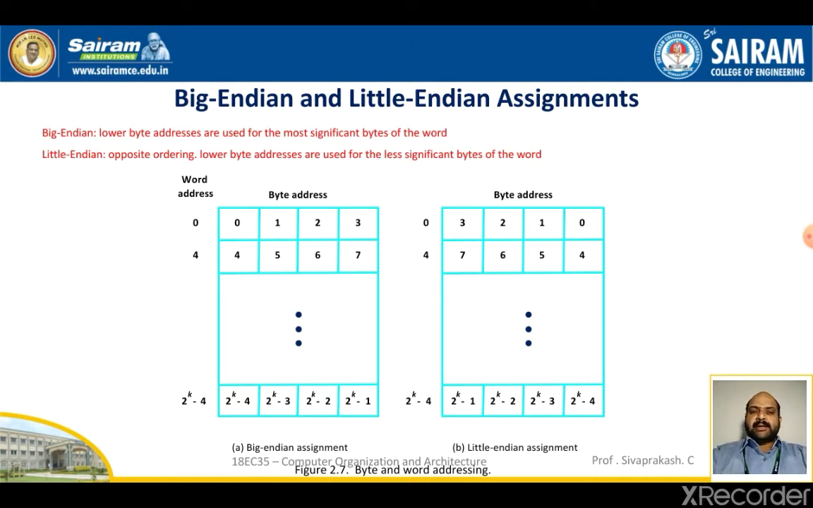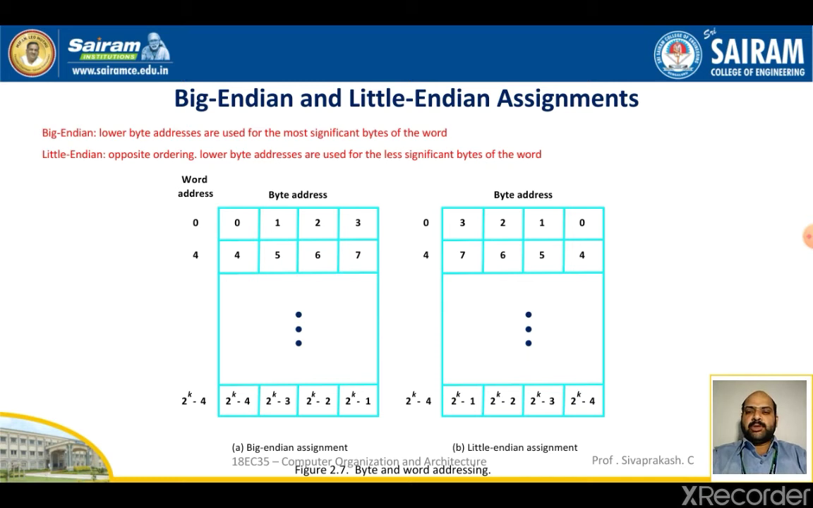So two different assignments are going to be present over there. One is called Big Endian and the other Little Endian. There are two ways we can have these byte address assignments. What actually is Big Endian? Lower byte addresses are used for the more significant bytes of the word. The lower byte addresses used for the MSB of the word is called Big Endian. Little Endian is where lower byte addresses are used for the least significant bytes, the LSB, of the word. That is how we represent it.